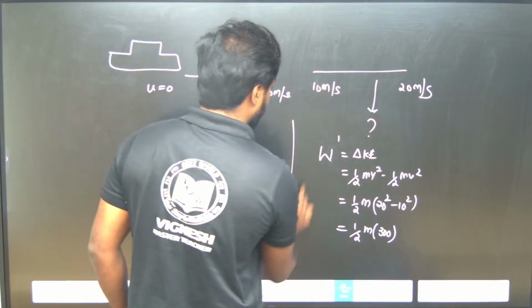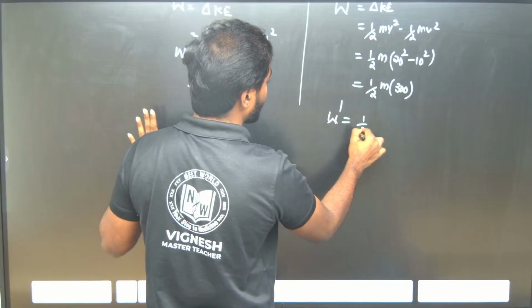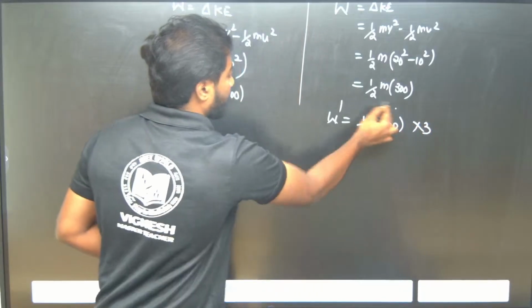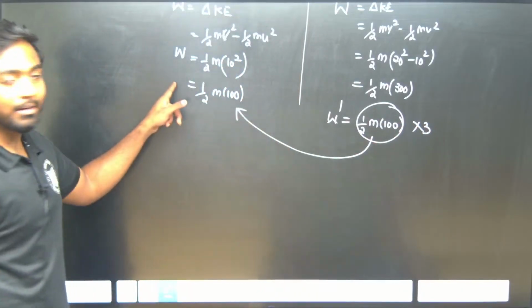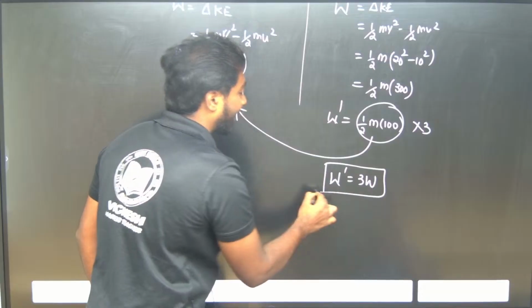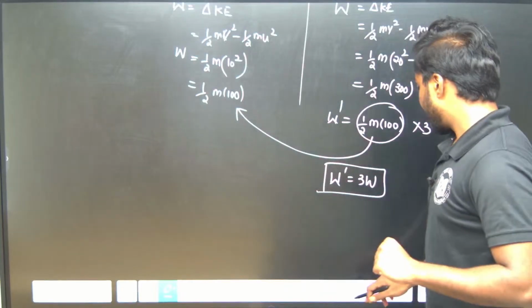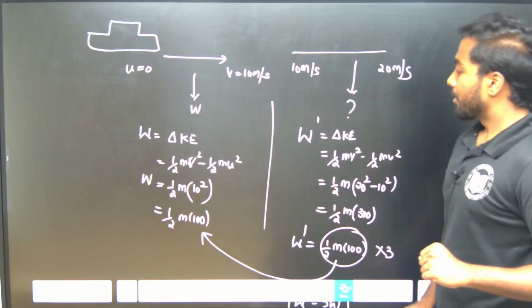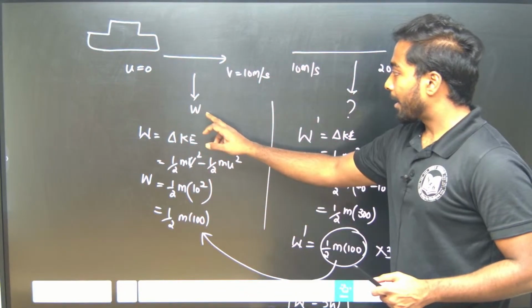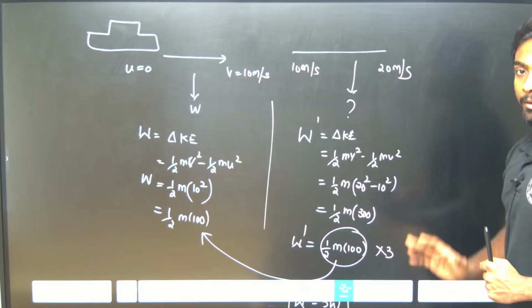So from these two equations we can correlate them. W dash will be equal to 1 by 2 m into 100 into 3, where this 1 by 2 m 100 is nothing but W. So W dash will be equal to 3W. So 3 times the energy is required to accelerate from 10 meter per second to 20 meter per second. Initially, what they have given is a car which accelerates from 0 meter per second to 10 meter per second, and the energy used is W. Now what is the energy required from 10 meter per second to 20 meter per second?